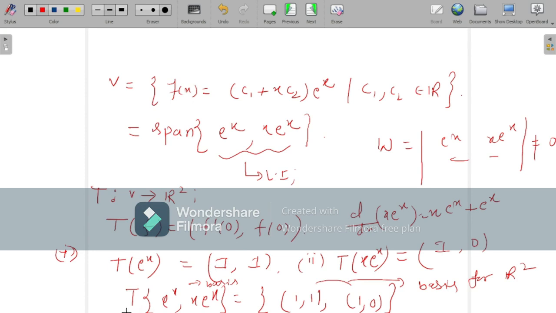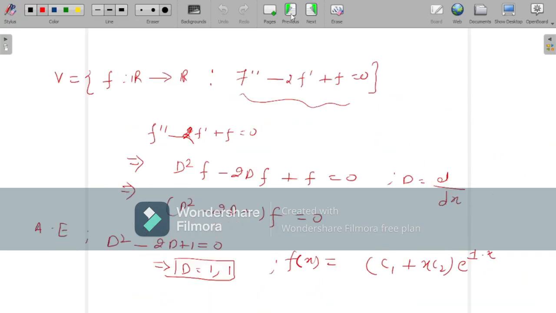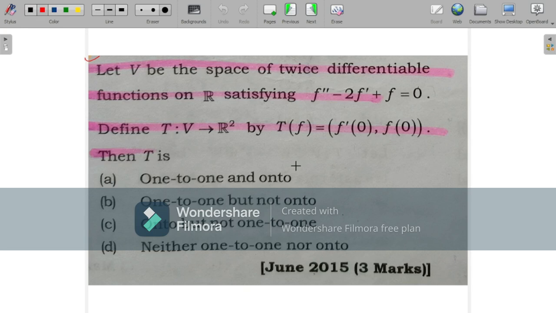If a linear transformation T maps a basis set to a basis set in a finite dimensional vector space, then that linear transformation T is bijective. Okay? I have stated this result in the last lecture. Okay? So that means T is a one-one plus onto map. So the first option is the correct option and the others will be wrong.